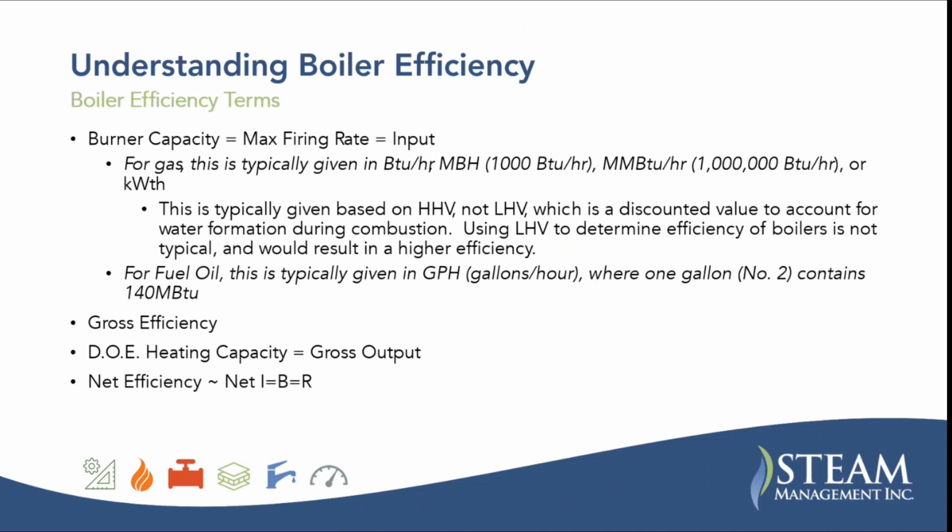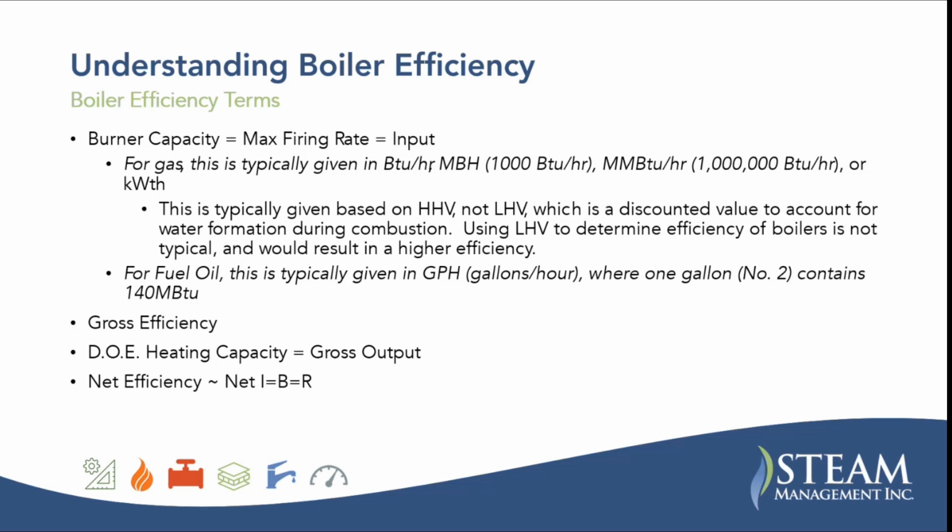So understanding boiler efficiency, first some key terms. Burner capacity is equivalent to max firing rate, is equivalent to input. You'll also often see that on the nameplate. It just says input, that they're talking about the burner capacity there.